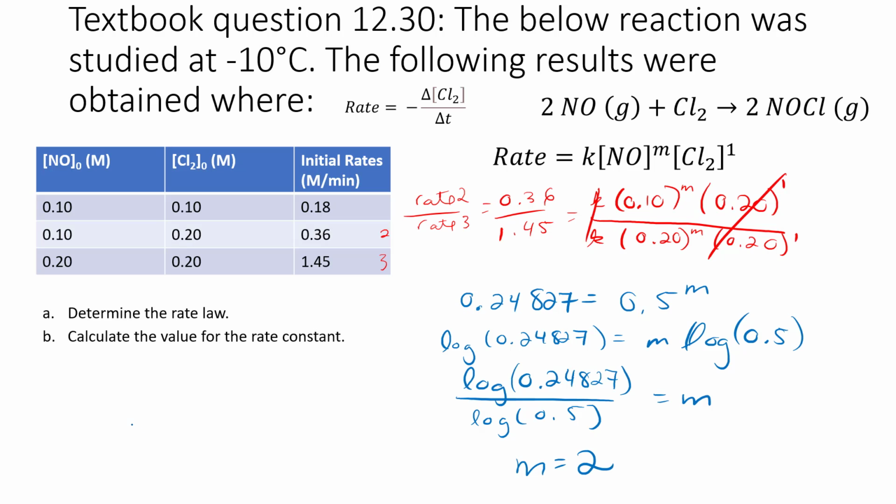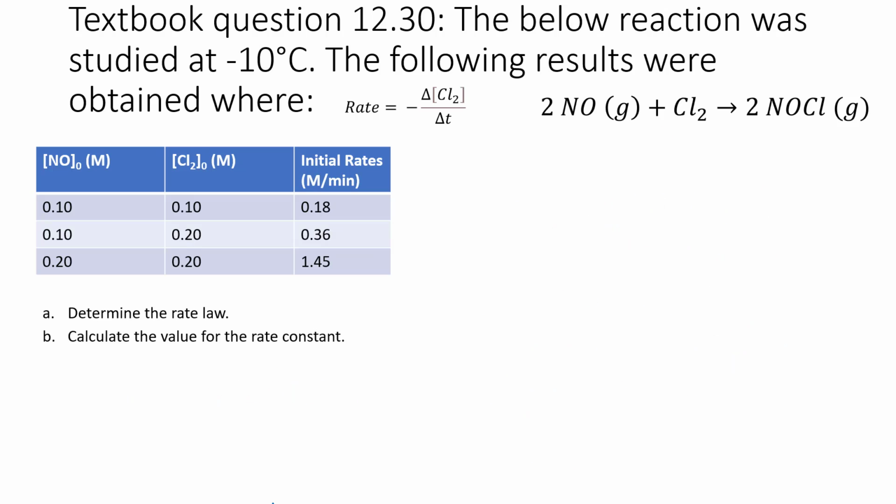And so because of this, we can now determine our rate law. So m is equal to 2. And so my rate equals k times NO raised to the second, chlorine raised to the first. And this is my differential rate law. Now I need to calculate the value for the rate constant. So you can choose any trial. I'm just going to choose trial 1.